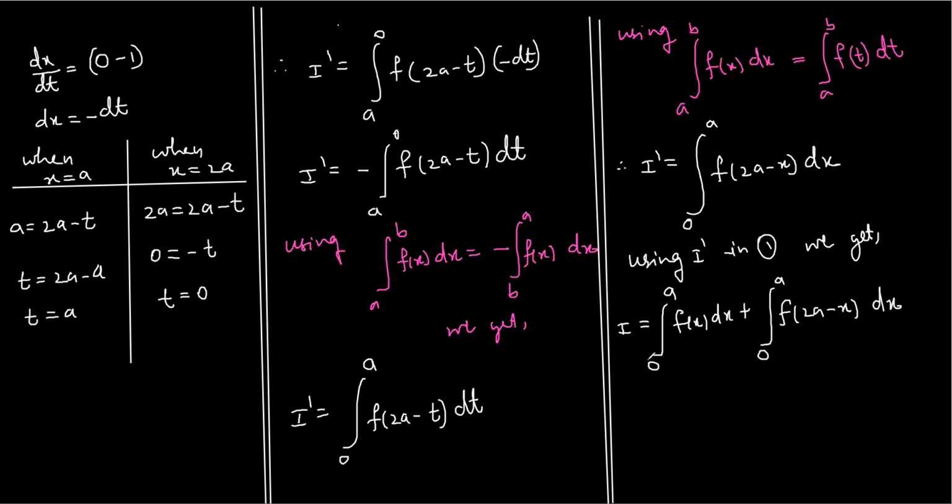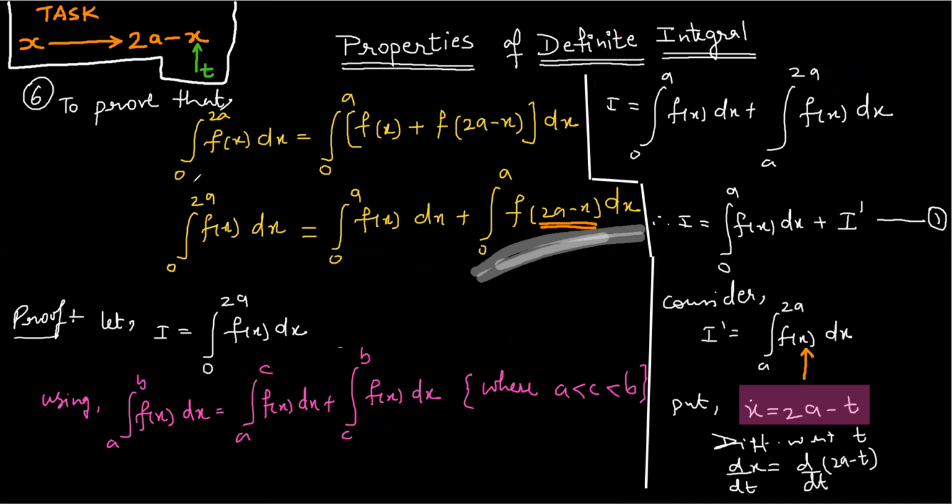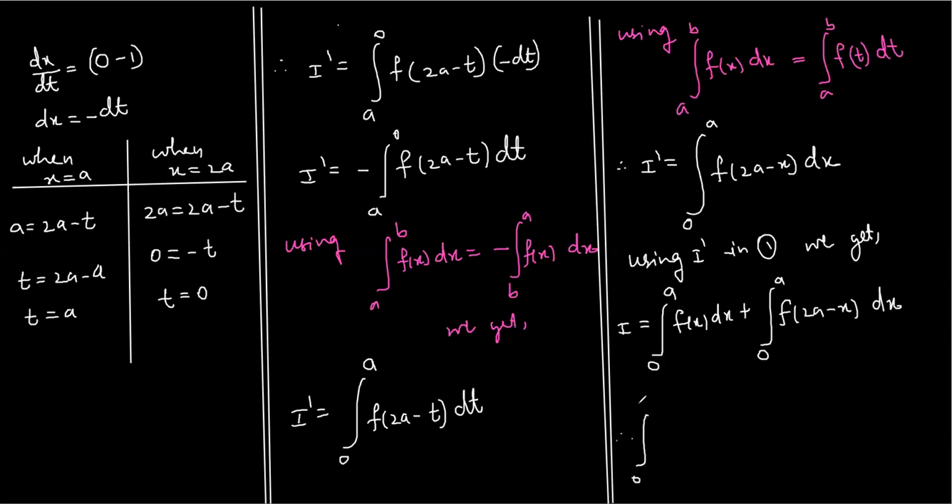Okay, and what was I, you already know. I was this, something that you took as I, right? So I will write here, therefore 0 to 2a f of x dx is equal to, I take common, I write common interval, so 0 to a f of x plus f of 2a minus x dx, hence proved.